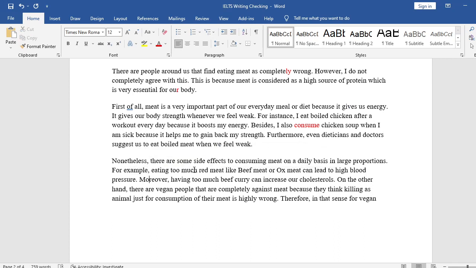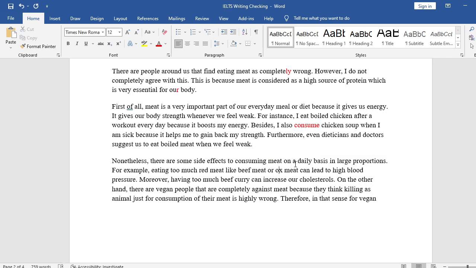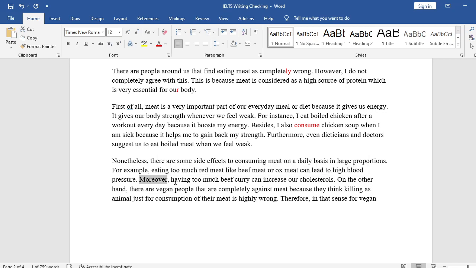Eating too much red meat, like beef meat. Okay, so you don't actually have to capitalize this. Beef meat or ox meat. Let me just make it smaller. Or ox meat can lead to high blood pressure. Moreover, so yes, here you can use moreover or furthermore, additionally, in addition. So this is okay, but not in the very beginning of the main paragraph. Moreover, having too much beef curry can increase our cholesterols.